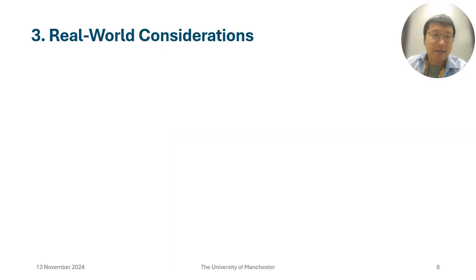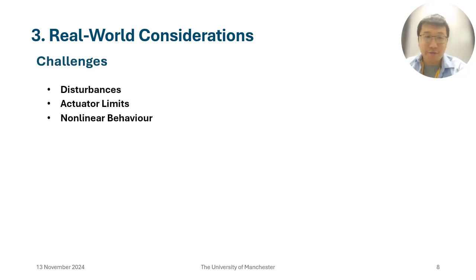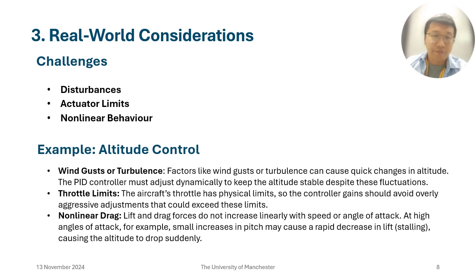As we understand, PID control is very powerful. However, in real life, there are always challenges. For example, disturbances from the environment, actuator limits or constraints, or the nonlinearity of the system. For altitude control of the aircraft, there are unknown disturbances from wind or turbulence. For actuator limits, we have throttle limits, so there are physical limits on the propeller speed. And we also have nonlinearity, some nonlinear behavior like the drag force not increasing linearly with the speed.